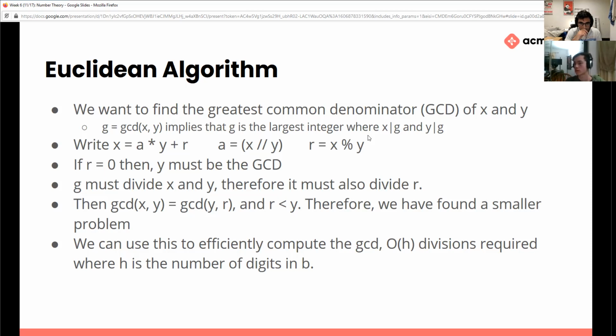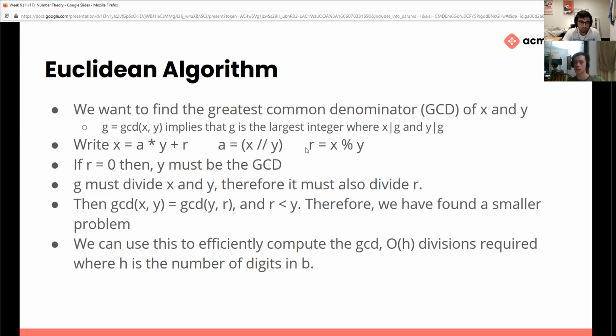So the first thing you should do when you try to find the greatest common denominator is divide the larger one by the smaller one. So here we do that, right? And we write x equals a times y plus r, right? So a is what you get when you divide x by y, and it's the floor division, right? The regular integer division when you write a program. That's what a is. I use the Python symbol here, so we know what exactly it is. And r is x mod y, so that's also the Python symbol.